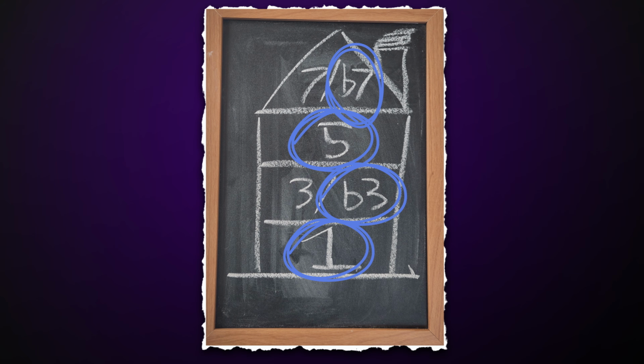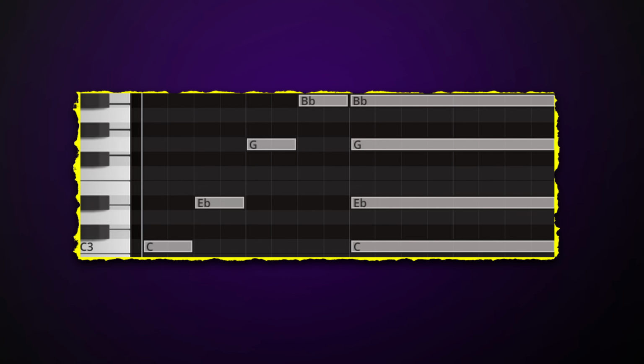The next 7th chord building to consider is the minor 7th. This is just a minor triad with a flat or minor 7th interval added. So C minor 7th would have the notes C, E flat, G and B flat.